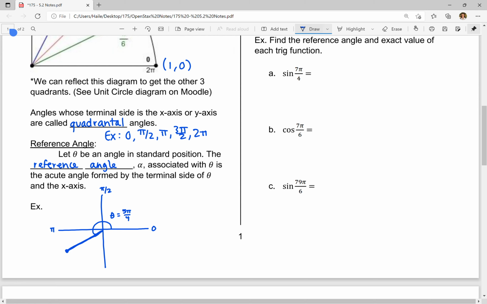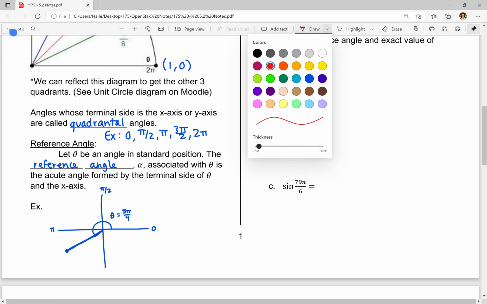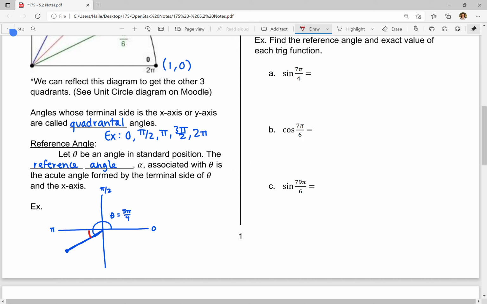Now, if we wanted to talk about the reference angle, I'm going to switch my colors. Alpha would be this little angle in here, so alpha is equal to pi over 4. Notice it's an acute angle, so that means it's something between 0 degrees and 90 degrees, or 0 and pi over 2 if we're talking about radians. And so here our reference angle would just be pi over 4. So that's a basic example of what a reference angle is.